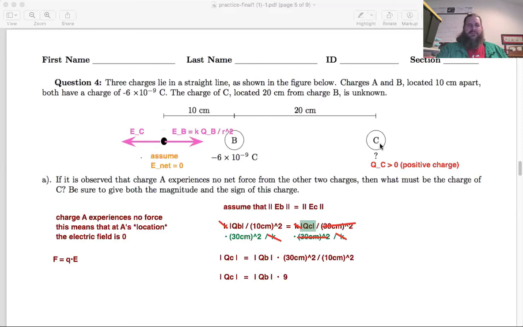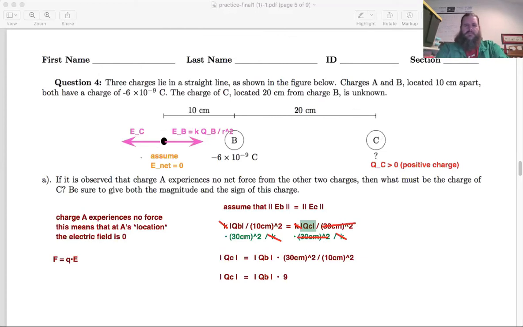Okay. Any questions on that one? Wait, why didn't we just plug in the value for charge B as minus 6 times 10 raised to power minus 9? What do you mean? Oh, why didn't we plug in the minus 6 times 10 raised to power minus 9 for Q_B? Yeah, that's what we do. We take that charge, multiply by 9 to get the charge on C. Oh, okay, yeah, that makes sense. So that 6 times 9 would be 54, but positive, because we know C is a positive charge. So C would be positive 54 times 10 to the negative 9.